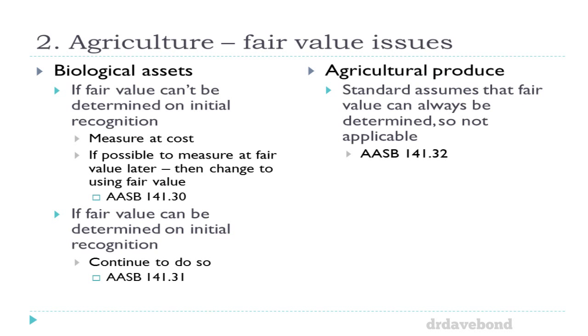Okay, very final point, and then we'll finish it up. Biological assets for fair value issues. If you can't work out fair value, then you measure it at cost, and then you change if you can. If fair value can be determined, then you just keep doing it. For agricultural produce, you assume that there is always going to be fair value available because the reason you're making this stuff and growing this stuff and selling this stuff is because there's a market for it.